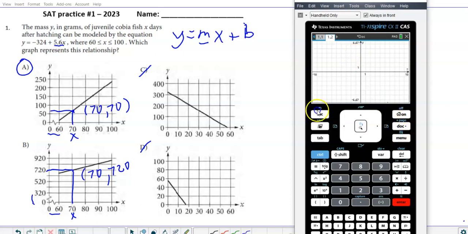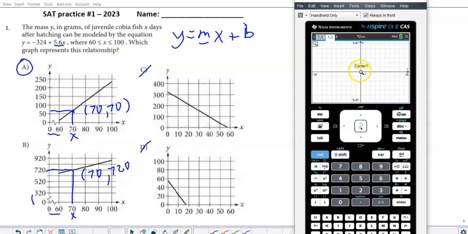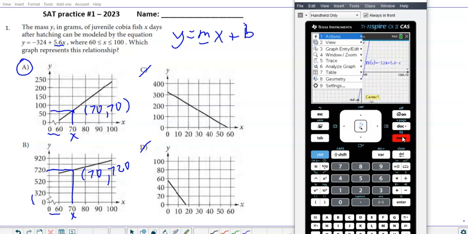So one way to see it is to go menu, window zoom, zoom out. We're going to zoom out a number of times here. I'm just going to keep clicking until I can kind of see the function. You could adjust it and maybe get it that way. I still can't see, I can only see up to 400. There, I'm finally up to, maybe I could trace it. For example, now I could go menu 1. I could type in 70 in trace mode, and it jumps to the point 58. And so I know it's A rather than B there.